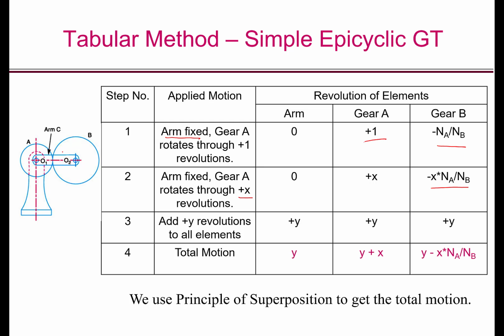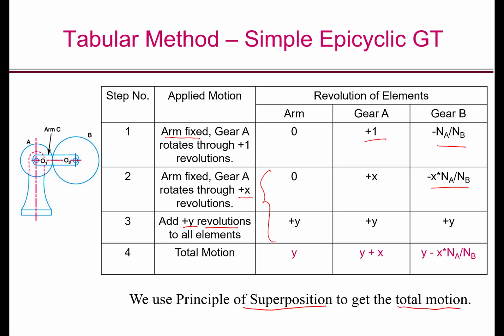Now I will assume that the gear A and B are locked with respect to each other, and I am giving the arm the motion. Since the arm carries gear A and B, this will boil down to adding +Y revolutions to all elements. So I add +Y to each one of the elements. So my total motion will be Y for the arm, Y plus X for the gear A, and Y minus X times NA by NB for the gear B. I am just adding these 2 rows to get the total motion. Adding these 2 independent motions is the principle of superposition, which we use to get the total motion.